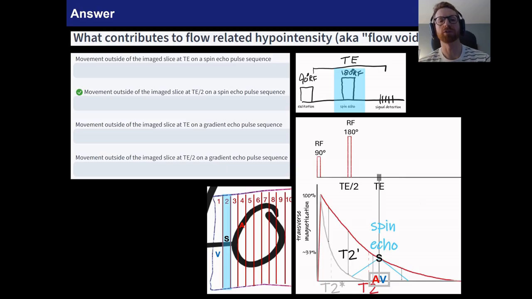Okay, so what contributes to flow-related hypointensity, aka flow voids? So the answer is movement outside of the image slice at TE over 2 on a spin echo pulse sequence. So again, the key associations are that flow voids are related to spin echo, okay? And it's due to the moving spins not seeing the 180 degree radio frequency pulse, which is at TE over 2. The fact that the spins move outside of the slice at TE is not the reason for flow voids. Remember, we have a receiver coil which can detect signal pretty much anywhere it goes in the head. So that's not the reason.